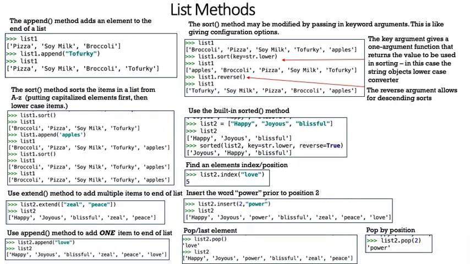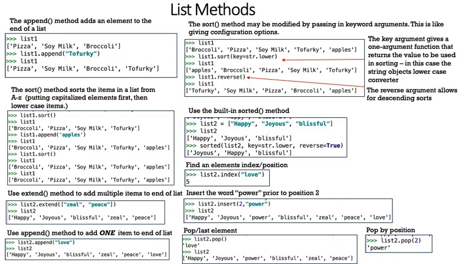Now here we'll look at some list methods that we can use. We'll start on the upper left-hand corner, and then we'll make our way down that list, and then we'll go to the right-hand side of the page. The append method adds an element to the end of the list. So we have list 1. It includes 3 elements, pizza, soy milk, and broccoli. List 1, we append tofurkey, and you see that that gets added to the end of the list.